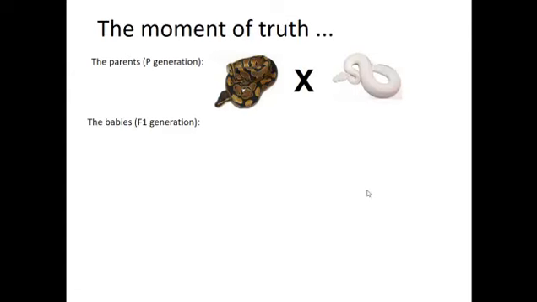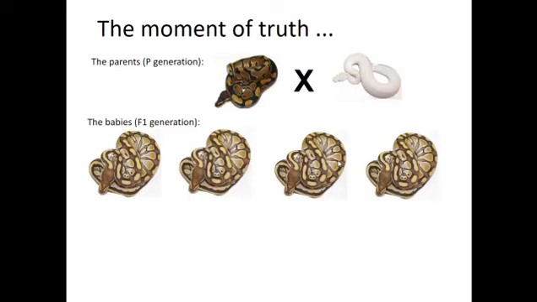Here's our moment of truth. The babies of this brown snake and this white snake are, whoa, they are light brown. They aren't dark brown, they aren't white, they're a lighter brown. Well, that kind of breaks our rules. And this isn't like the way the chickens broke our rules, because the chickens were part white, part red. They were half and half. That's not what happened here.